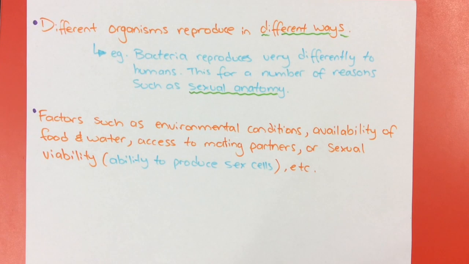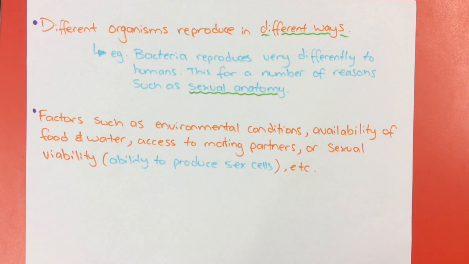So if I was to talk a little bit more about that, environmental conditions, some organisms only reproduce when the conditions are right. So when there's like enough water, when the temperature's right, and things like that. Availability of food and water, that's influenced by environmental conditions, but if there's not enough food for the offspring, then that organism or animal usually won't reproduce.